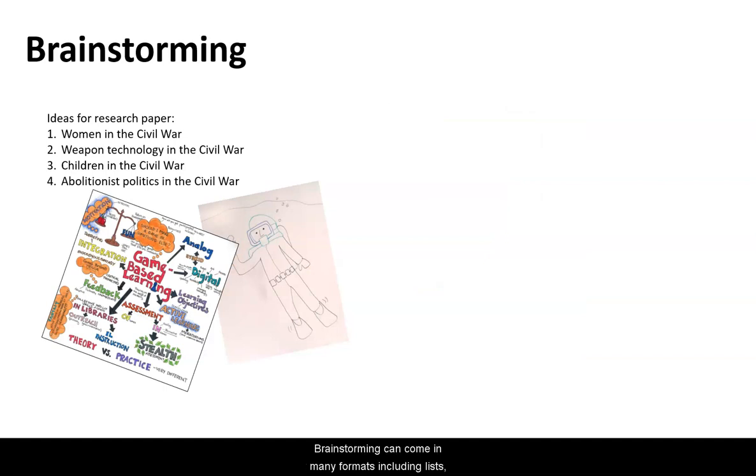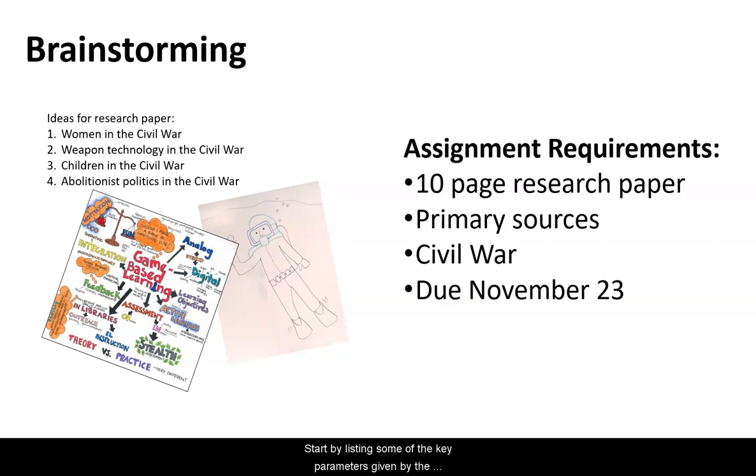Brainstorming can come in many formats, including lists, mind maps, and doodles. Start by listing some of the key parameters given by the assignment, then list any potential topic ideas that come to mind. It may help to talk to classmates or even your instructor as you continue to brainstorm. The key to brainstorming is to avoid self-censorship. There is no room for criticism during brainstorming. The focus is on creativity and getting a lot of ideas down.